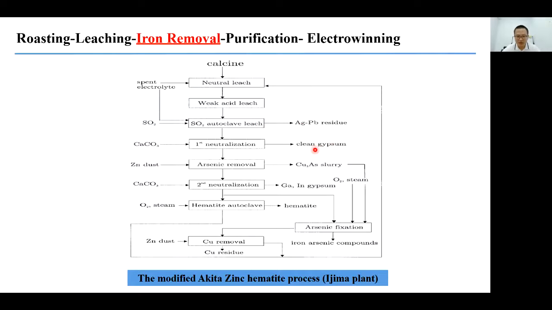So we are producing gypsum, which can be used as a byproduct. And second, we are using calcium carbonate as well. And here we are recycling the germanium, gallium and indium in the system.